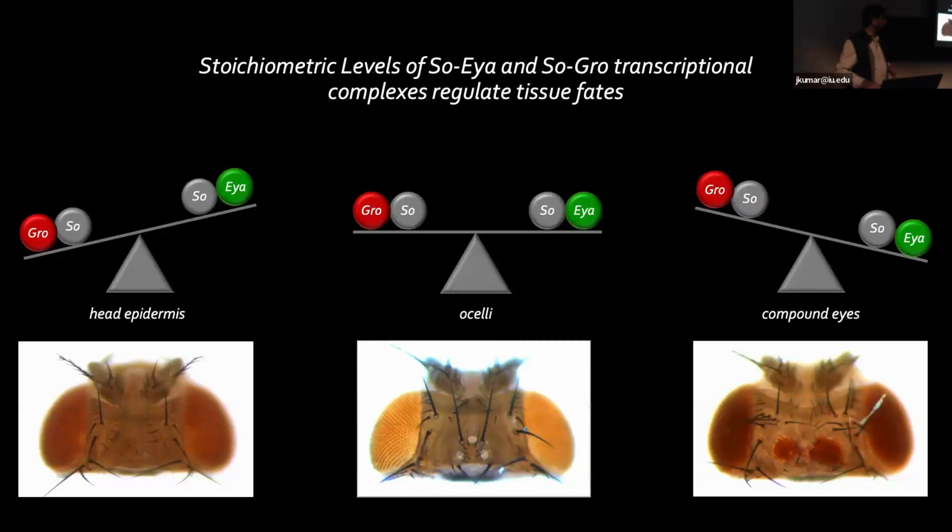So our model was this: based on what we're thinking, there's some stoichiometric balance between these repressive and activating complexes. They don't have to be equal, but there has to be some balance that will give you ocellar development. If you shifted the balance towards a more repressive complex, you might kill the ocelli. If you shift it towards these activating complexes, you would transform them into those tissues. So in the next slide, we're going to manipulate both Eyes Absent and Groucho and actually show you that that is indeed the case.